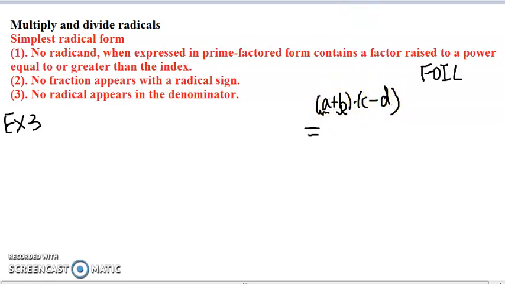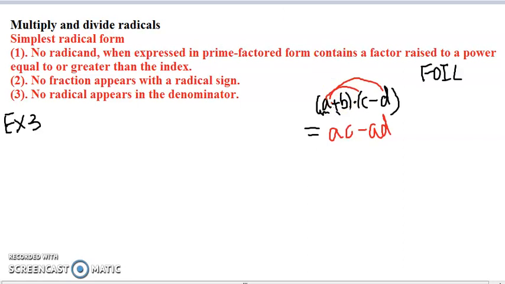So first we can temporarily forget about plus b. We just distribute a to both of them. So we're going to have a times c, and then we have a negative a times d. And then after we're done distributing a, let's put plus b back. We're going to distribute b.